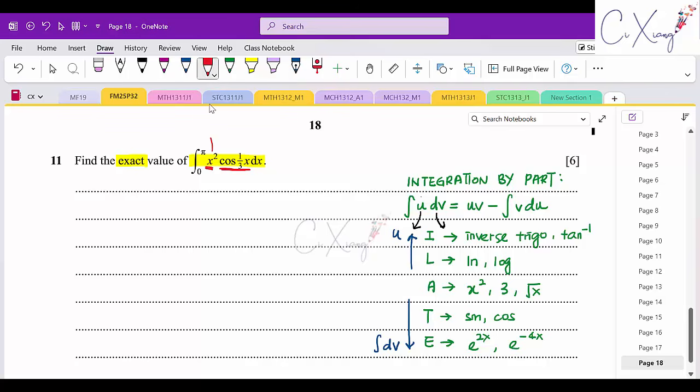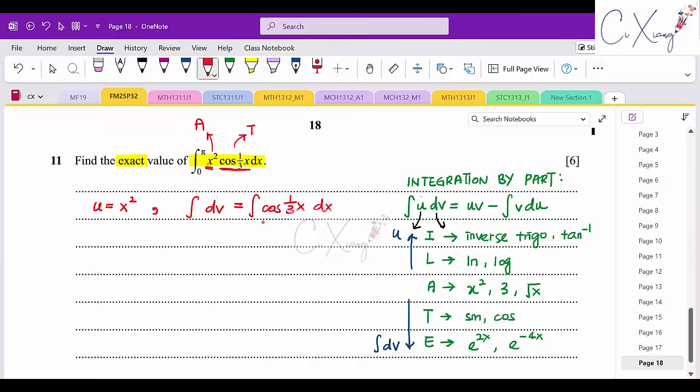So let's have a look at the x squared. The x squared belongs to algebra, and the cos belongs to trigo. You can see that A is higher than the T, right? Therefore, you are having u equals x squared, because the higher group is the u. Then what is the lower group? The lower group is cos 1 over 3x. So dv equals cos 1 over 3x dx. You copy down the rest of the expression.